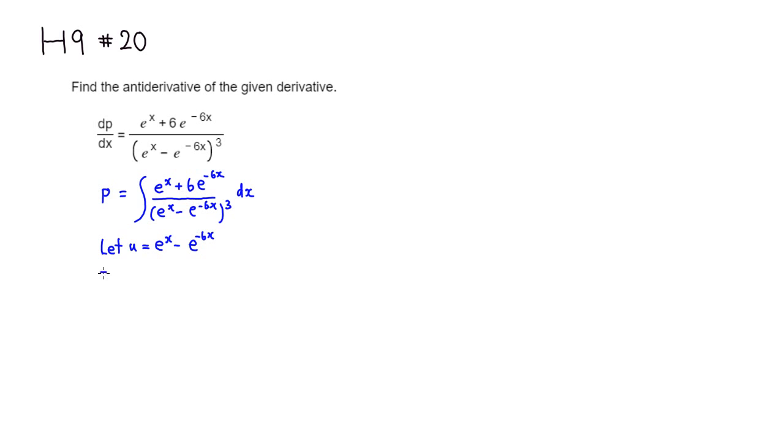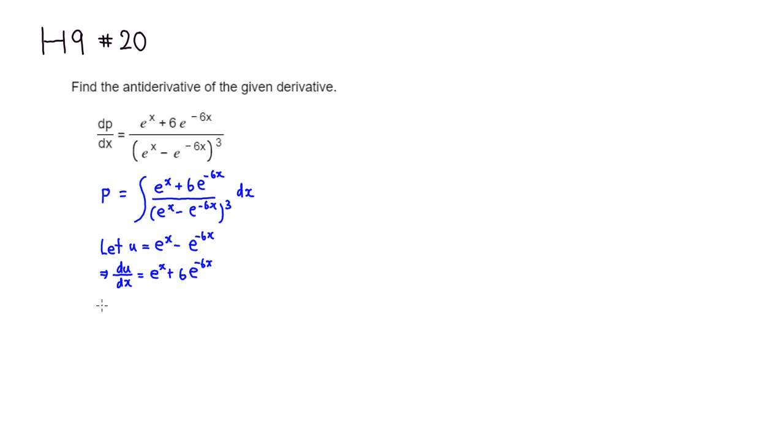Then go through the usual drills: take the derivative of u with respect to x. This is equal to the derivative of e to the x, which is just e to the x, and you have a negative sign here. Then the derivative of e to the negative 6x is e to the negative 6x multiplied by the derivative of negative 6x, which is negative 6. So it's going to be positive 6 in front.